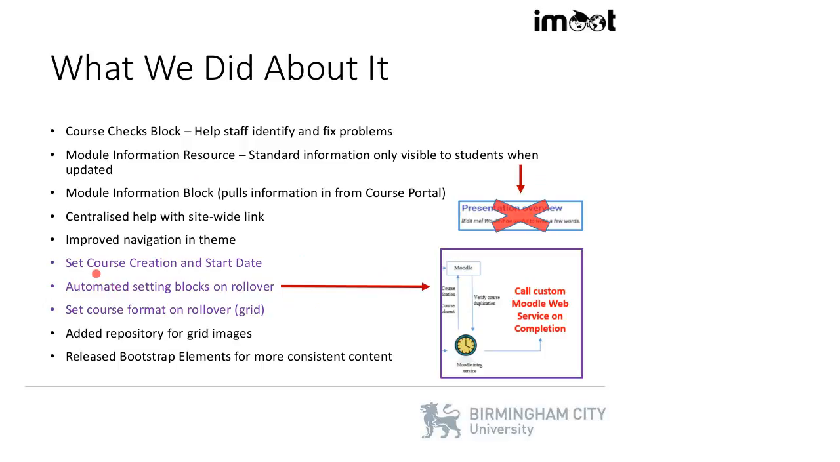When a course is rolled over, we set the creation and start date, as I mentioned. We automatically set the block positions on rollover, and we set the course format on rollover. And the academics who drive this have actually chosen Grid, which might please Gareth, because I think Gareth wrote that plugin, or certainly maintains it. And to make the transition to this easier, because this year we're going to be converting several thousand courses over to Grid, we've just added a repository with some Grid images to help staff get them looking nice. And we also released a Bootstrap Element plugin, which I'll talk a little bit about later.